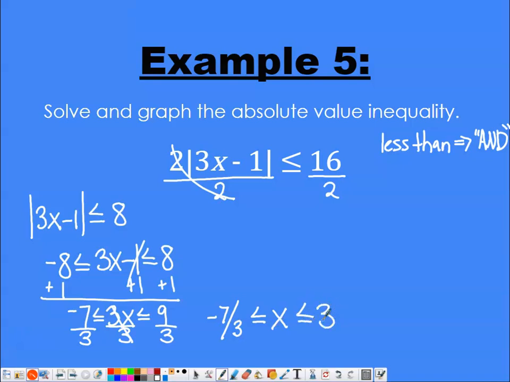And again, let's graph that. Our numbers are going from least to greatest. We have less than, that looks good. We have less than or equal to, so that's going to be a closed circle, also a closed circle, and we're shading in the middle.